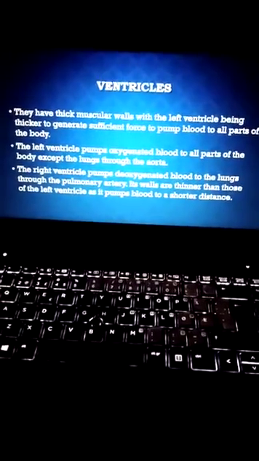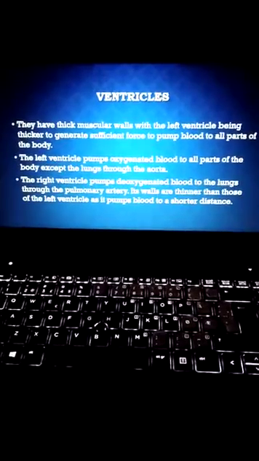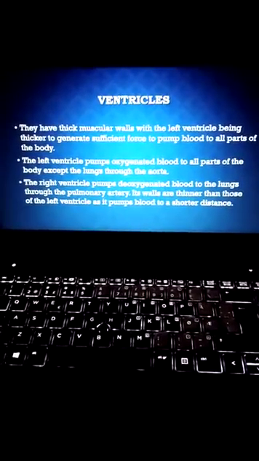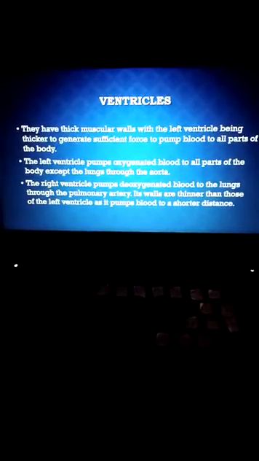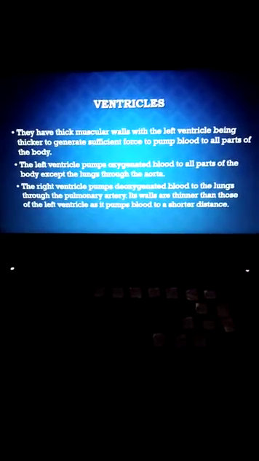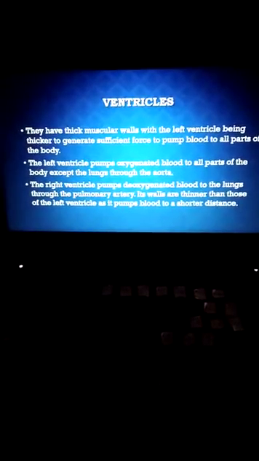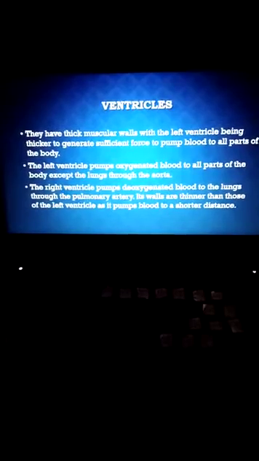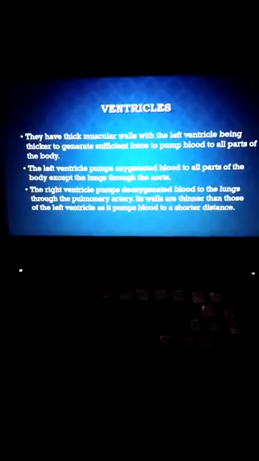The ventricles, if you can remember, they have muscular walls, thick ones, thicker than the auricles. Why do you think this? It's because the ventricle pumps oxygenated blood to all parts of the body except the lungs through the aorta. So, for it to pump blood away from the heart to that greater distance, it must have more muscles.